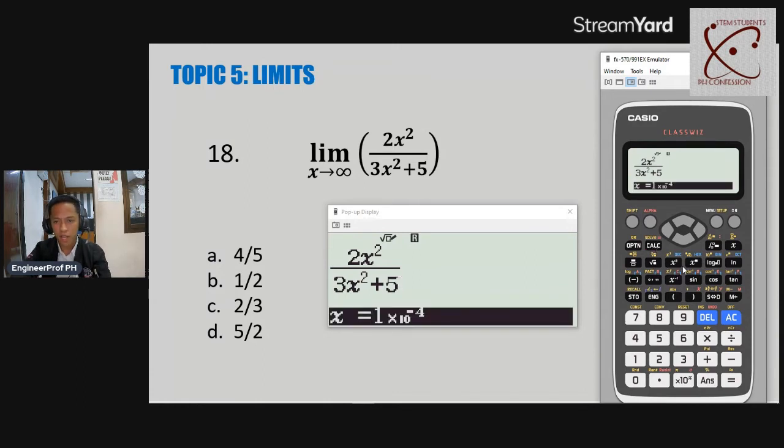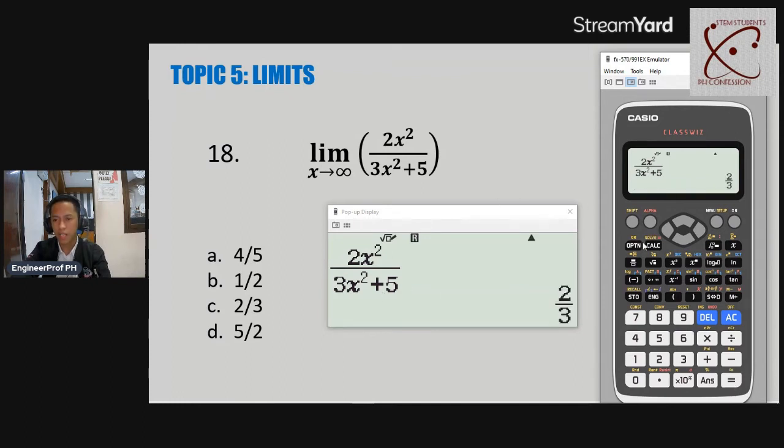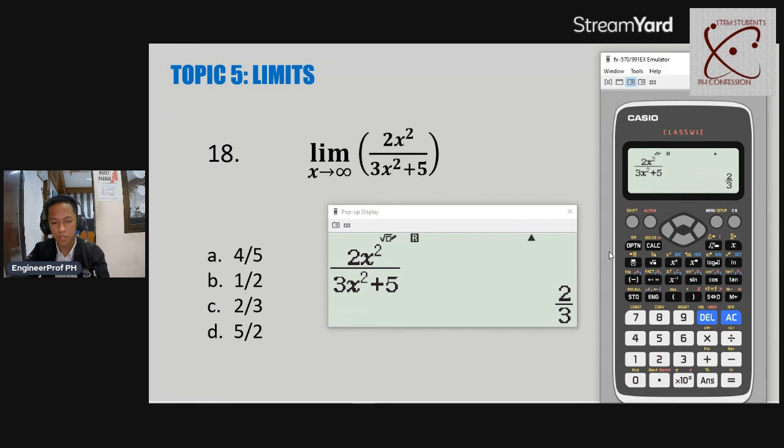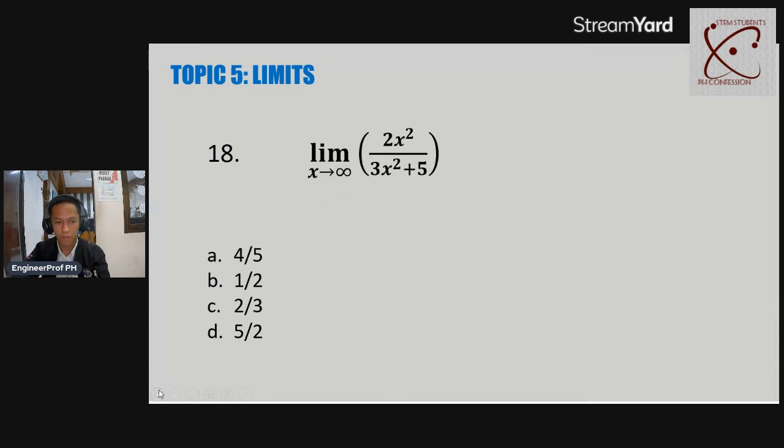Then, input tayo ng value that is closer to infinity. So, pag infinity, lagay tayo ng napakalaking value dito. Lagay lang tayo ng malaking value kapag infinity yung ating limit. Okay, x approaches infinity. So, malaking value yung ilalagay natin and just press equals, it will definitely give you the limit. Okay, 2/3 for this problem. Ayun, so pag ang limit natin is infinity, just input a very large number.